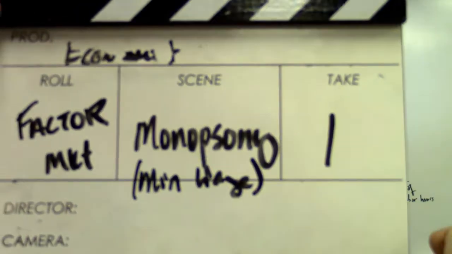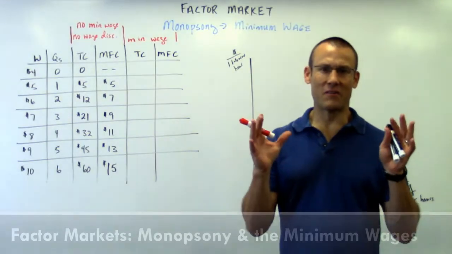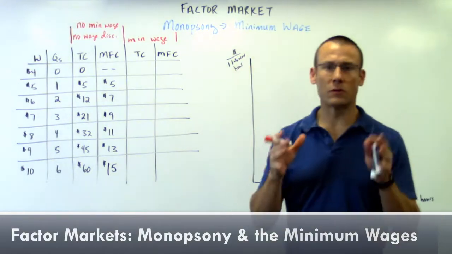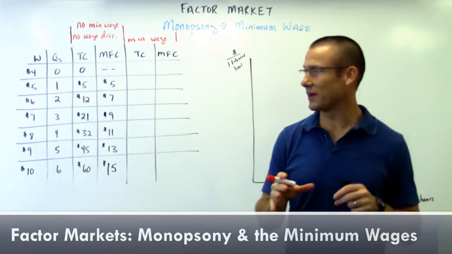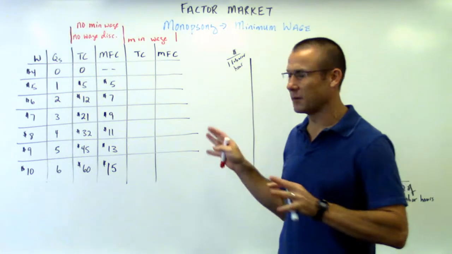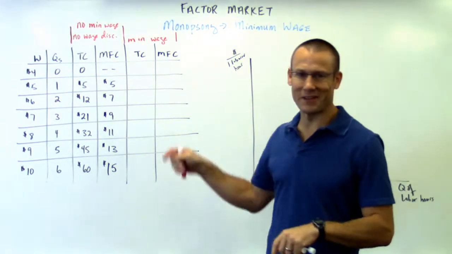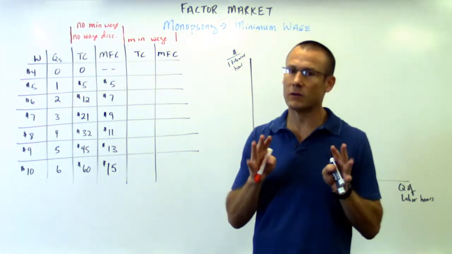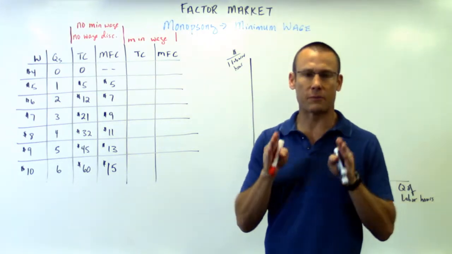Monopsony, minimum wage, take one. Hey everybody, we're back. We're doing factor market, we're doing monopsony, we're doing minimum wage. You see one of these tables, and some of you are like, oh boy, I'm skipping that video, it's got that table again. But I'm telling you, if you can understand this table, that is awesome, because it really is an important table and it gives you the depth of understanding.